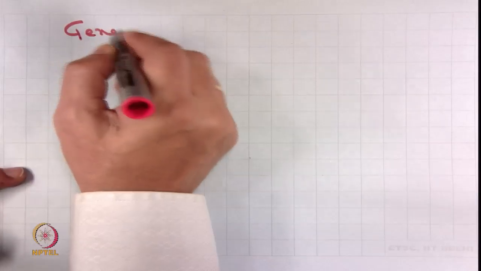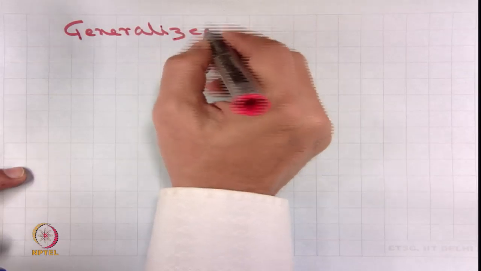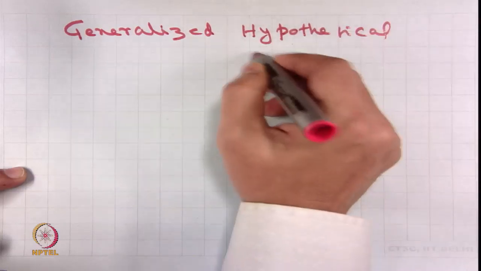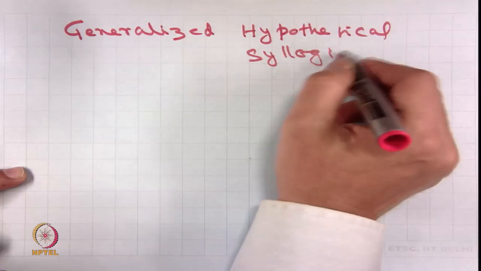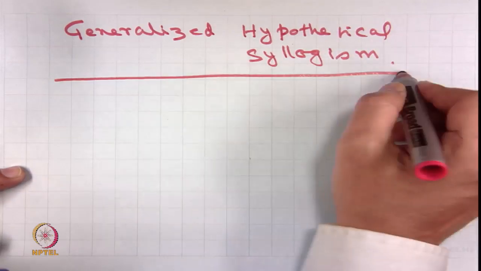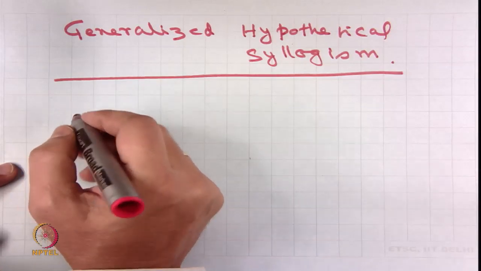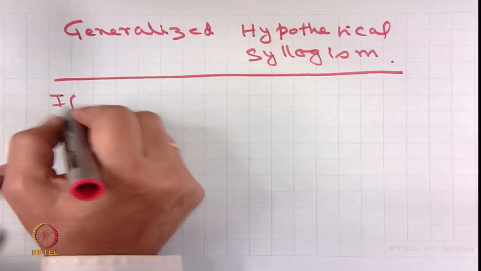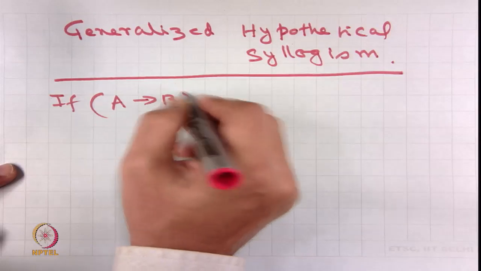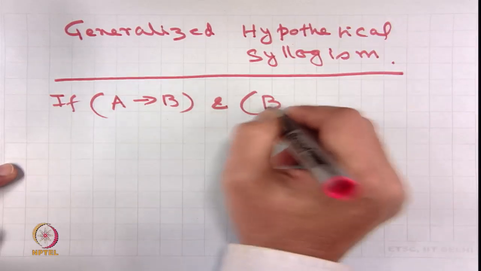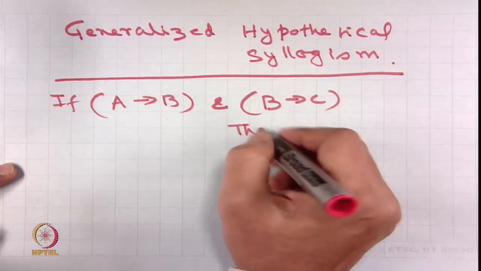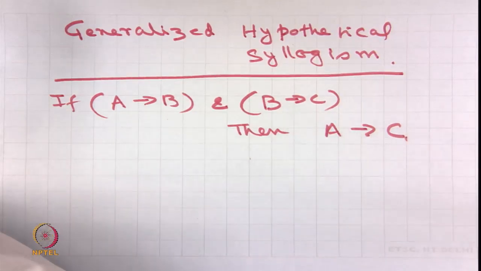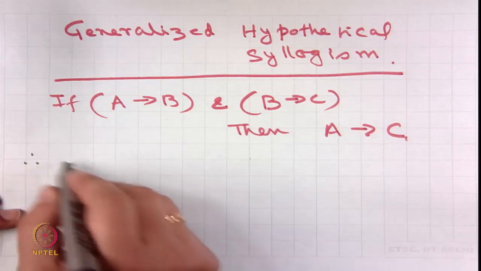Next, let us look at generalized hypothetical syllogism. It says that with respect to propositional logic, if A implies B and B implies C, then A implies C. So, what is going to happen for fuzzy relations?